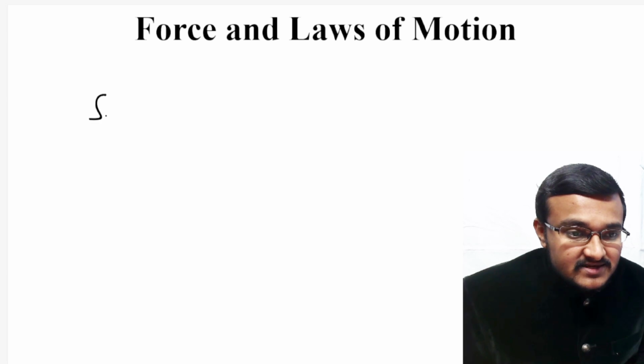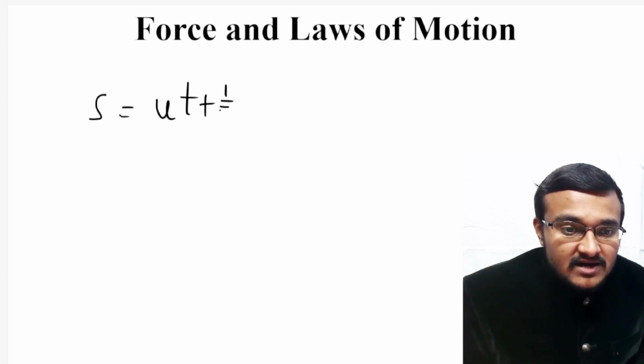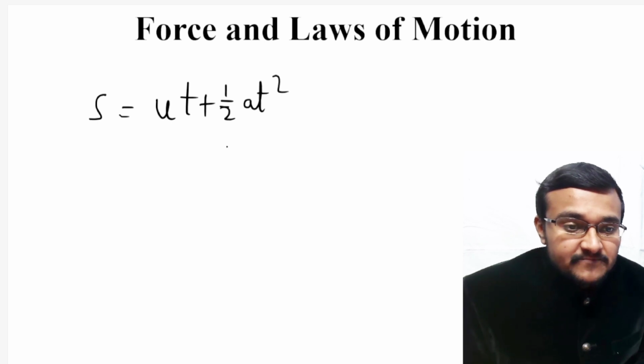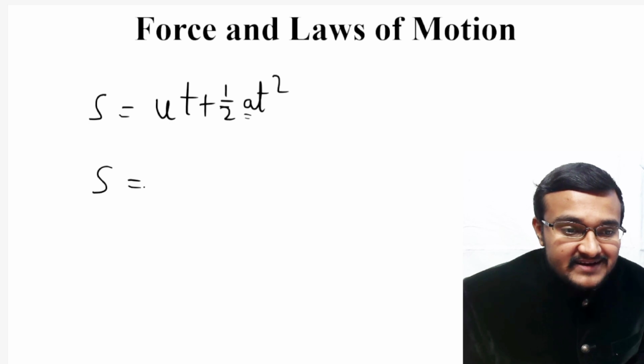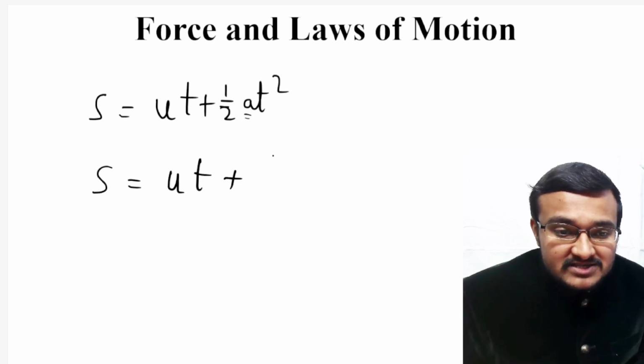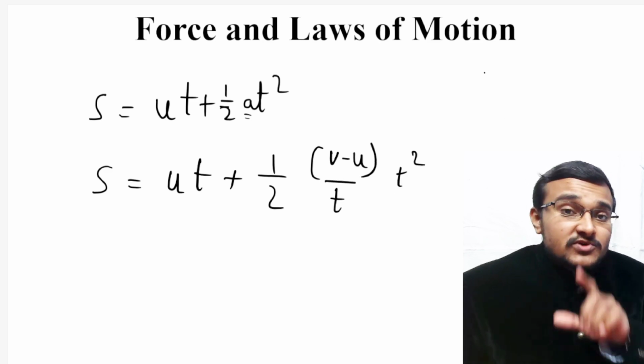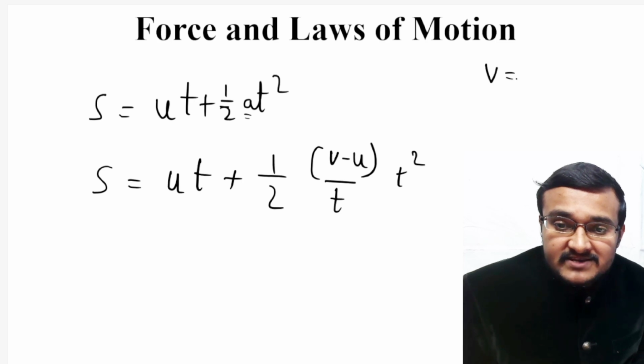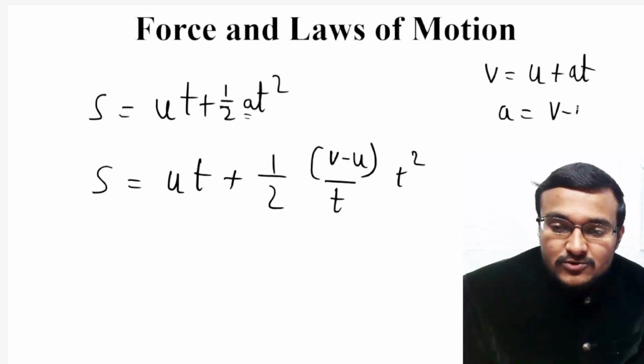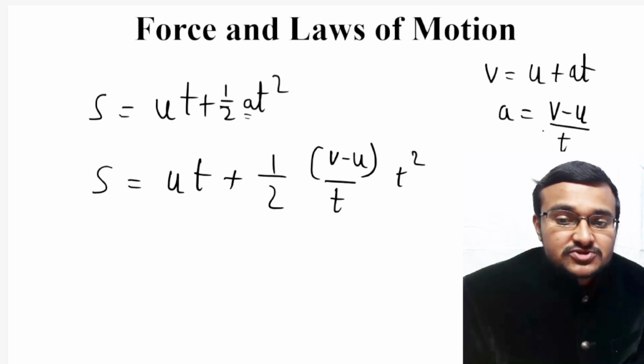Now I will write this equation in a new slide. S is equal to ut plus half at square. Here u is the initial velocity. In the place of acceleration, we can write this as ut plus half into (v minus u) divided by t into t square, because according to the first equation of motion, v is equal to u plus at. So here a will be equal to (v minus u) divided by t. The same thing I am substituting in the place of a.